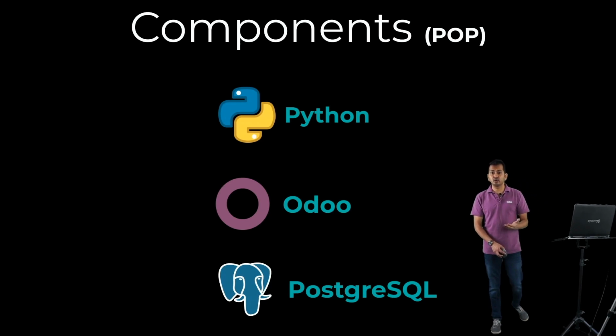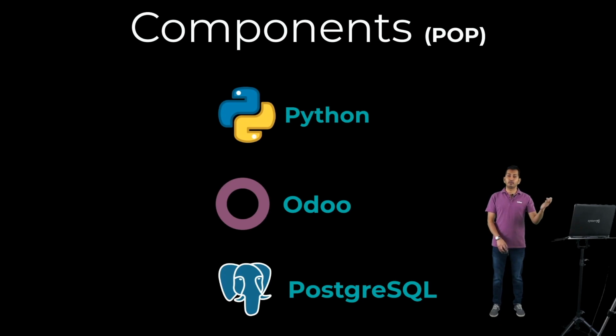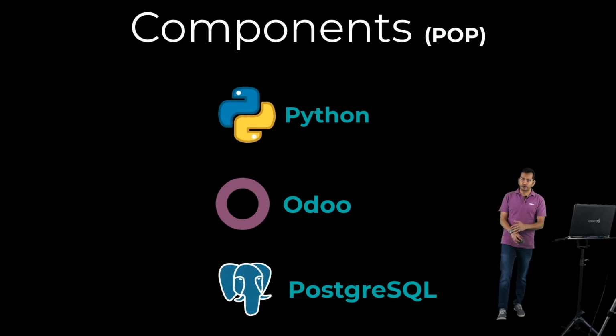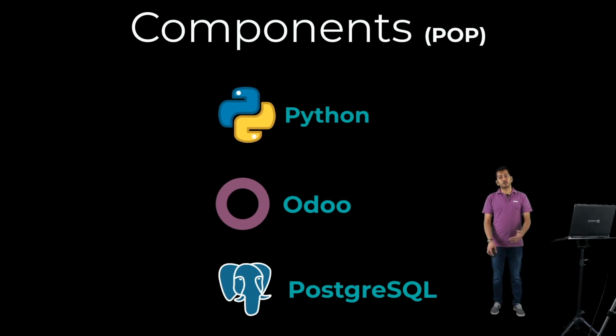In a usual Odoo setup, there are three main components, which is POP that you see on the screen. Python, of course, because Odoo is built in Python. Python is the component where all the business logic is written and executed. Odoo, being the framework, is the main layer responsible for translating user data into the database. So Odoo and Postgres.